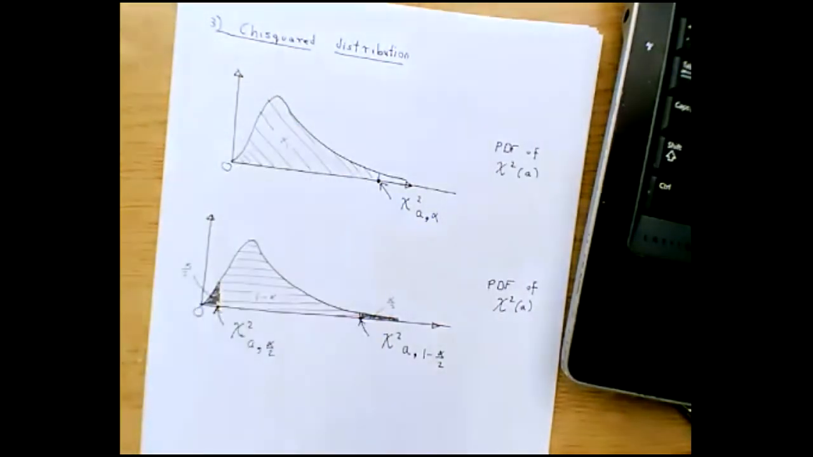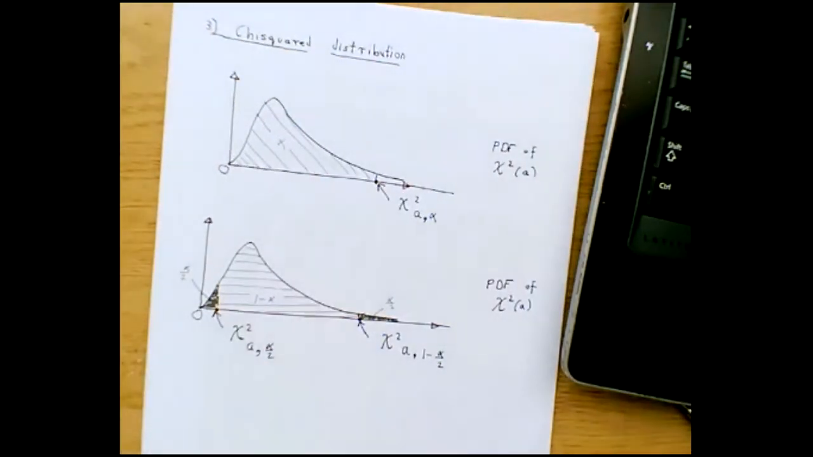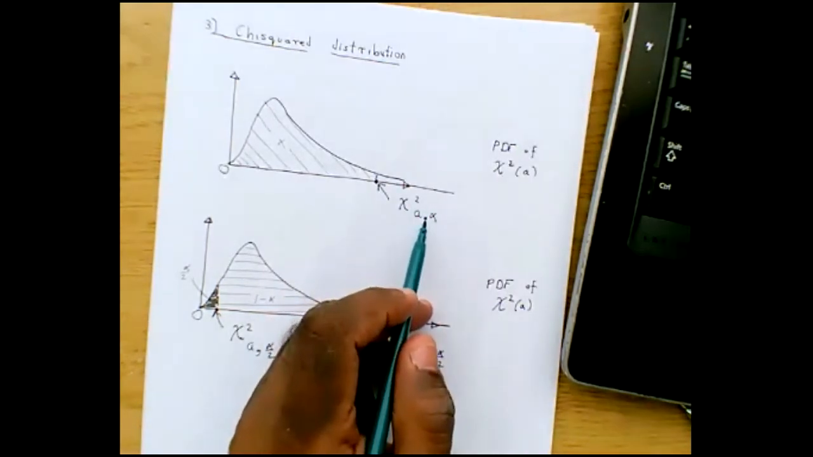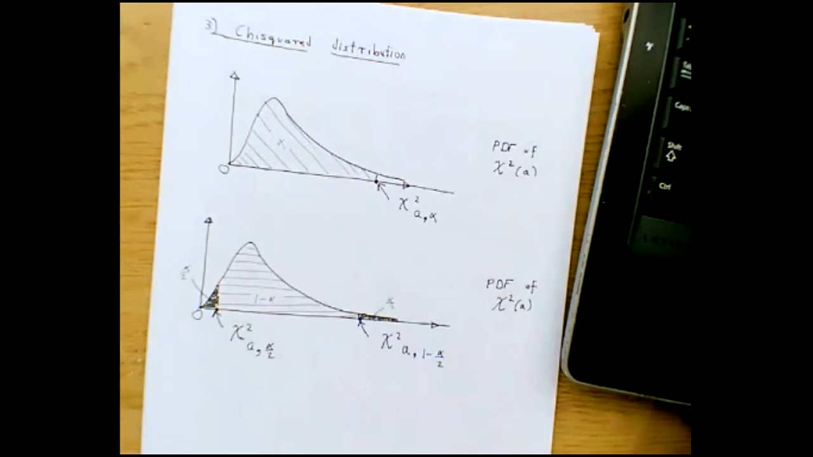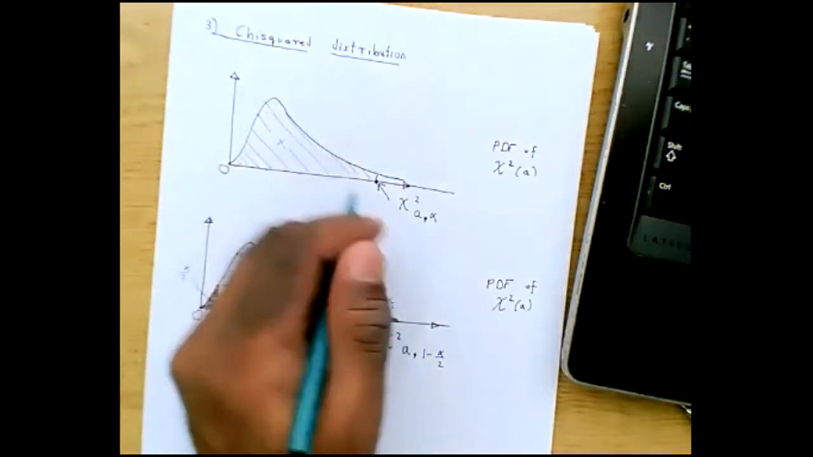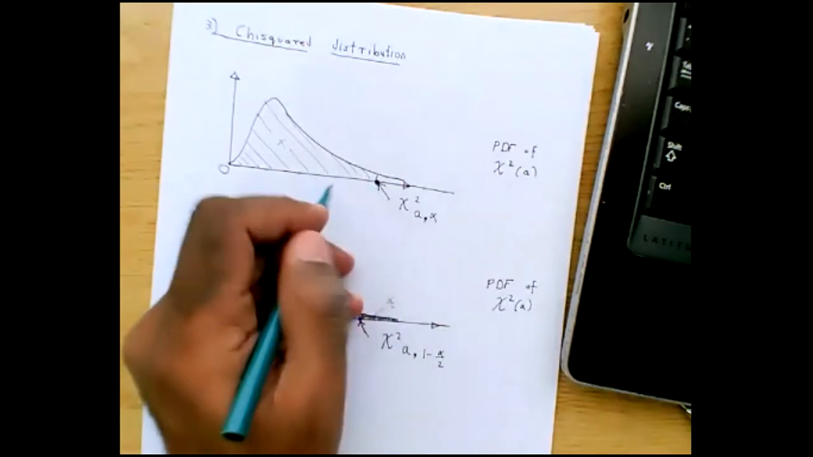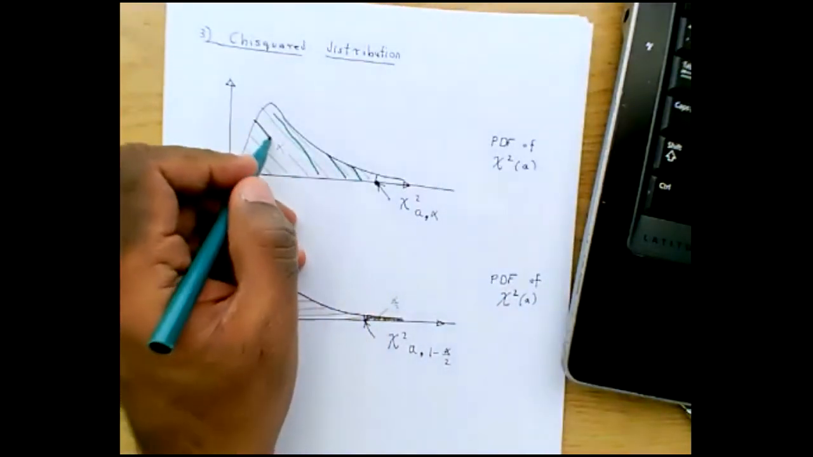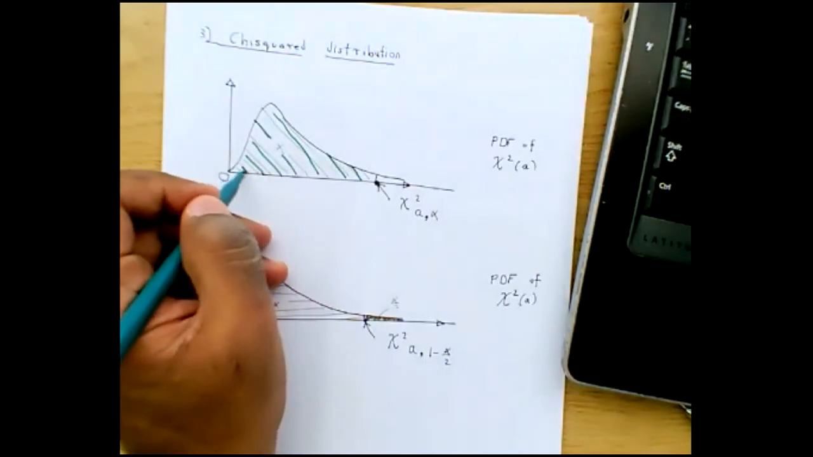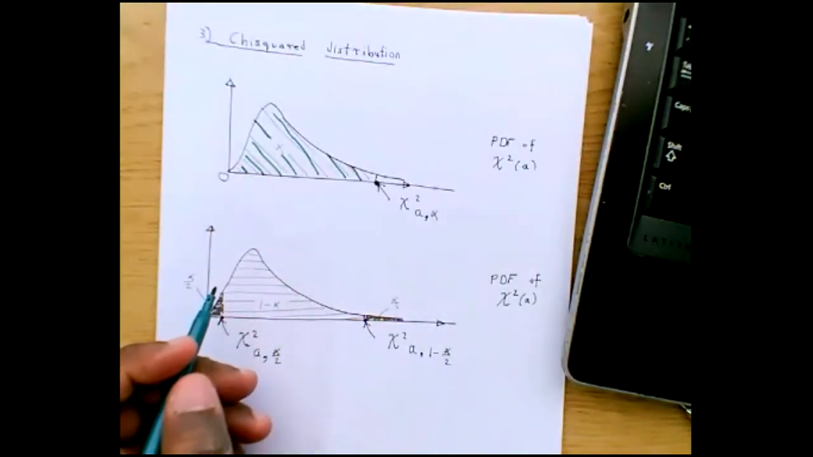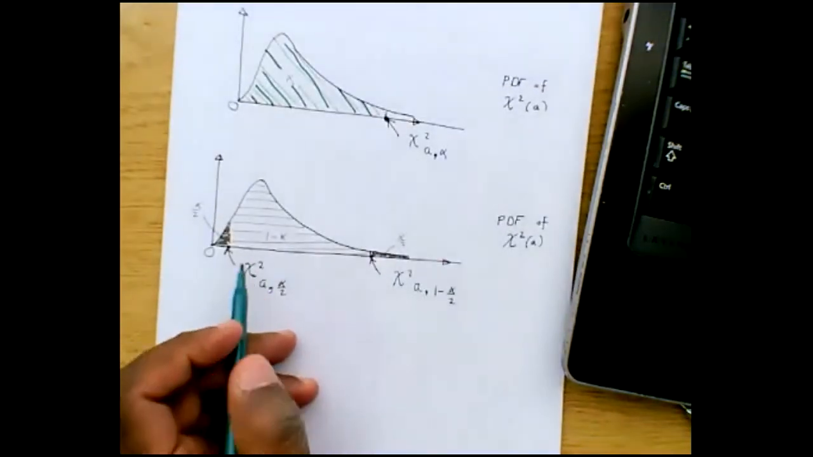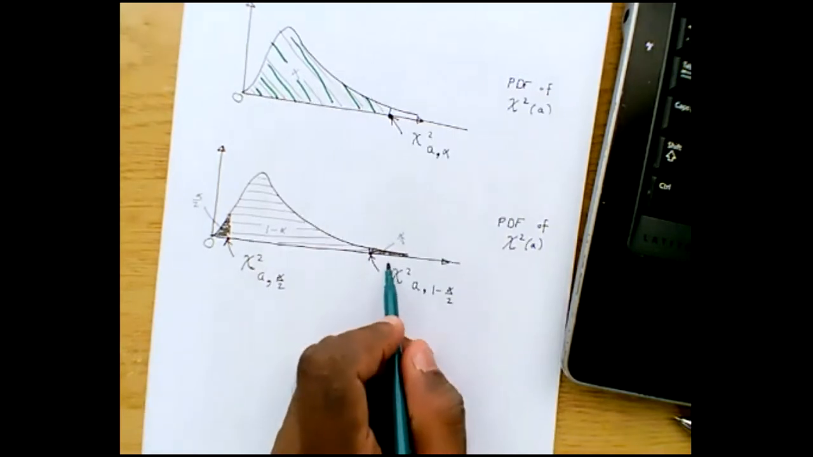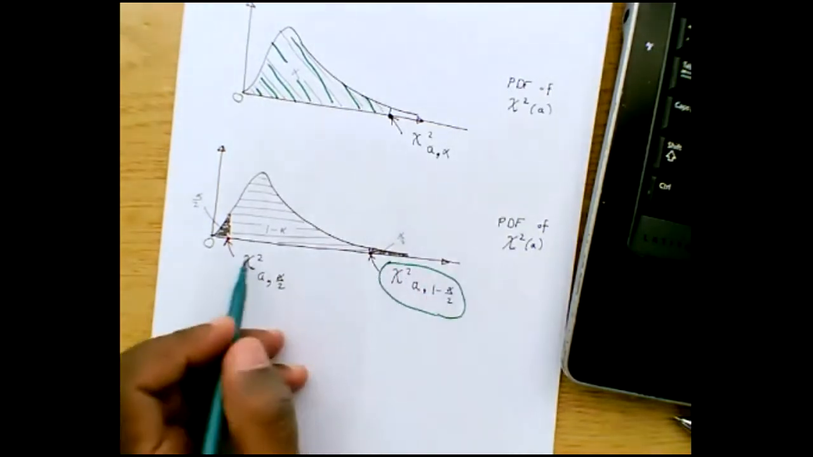And finally, the chi-square distribution. The chi-square distribution is not symmetric, as you know. So here, this point denotes the percentile of the chi-square distribution corresponding to an area of alpha to the left. So in other words, the area to the left of this point, this area here, is alpha, right?